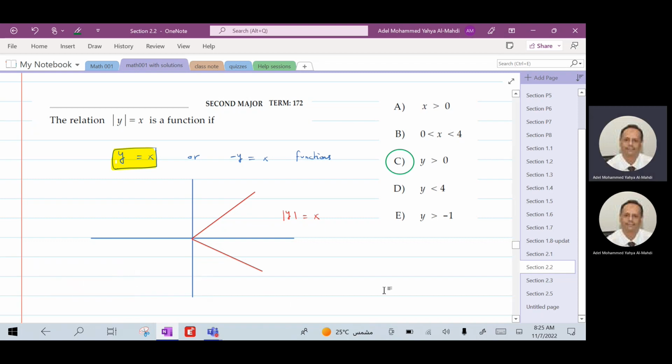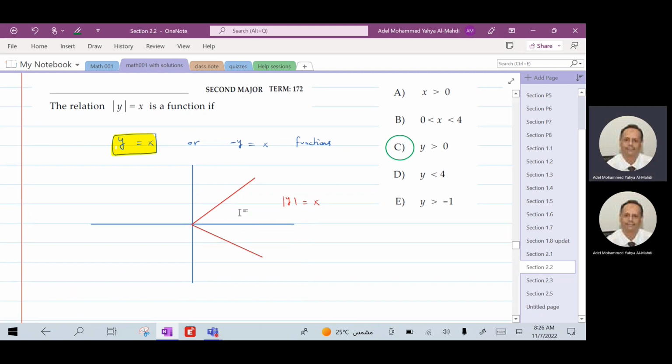This one is not a function. But if you take, for example, here, he said if x is bigger than 0, this one is still not a function. If x is between 0 and 4, we take the graph only between 0 and 4, it is still not a function if you apply the vertical line test. If you take y less than 4, it means we can take the graph from here down, which is still not a function.